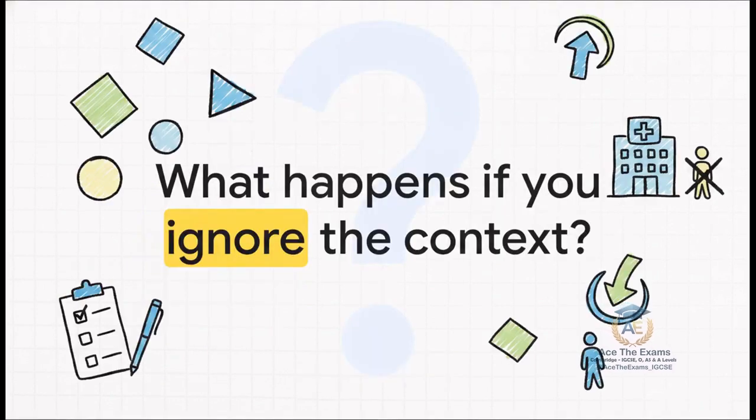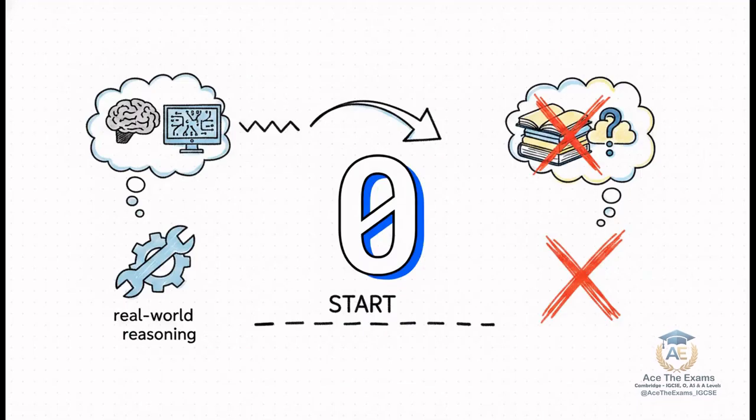Let's pause and test this. What happens if you explain validation perfectly, but totally ignore the hospital scenario? Boom, you drop straight back to 0. Cambridge IT demands applied real-world reasoning, not just rote theory.